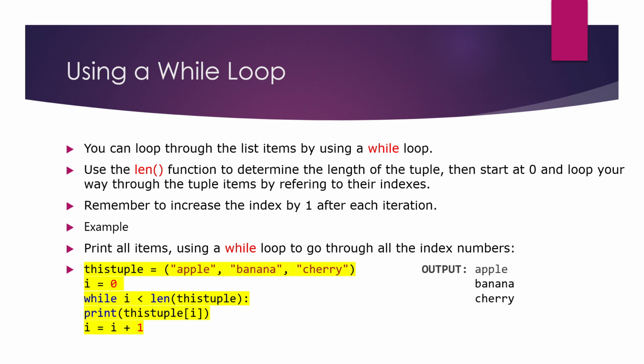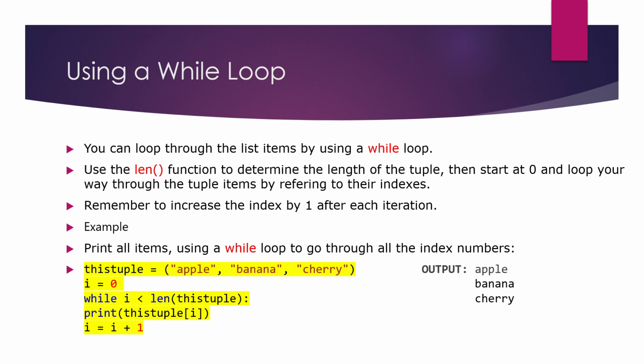Banana is index number 1. 1 is less than 3, so it prints index 1, banana. Then we add 1 plus 1, that is 2. Cherry is index 2. 2 is less than 3, so print this tuple with the index number 2, that's cherry. Then it comes to 3. 3 is not less than 3, so it will cancel the loop, it will come out of the loop, and the loop is finished.